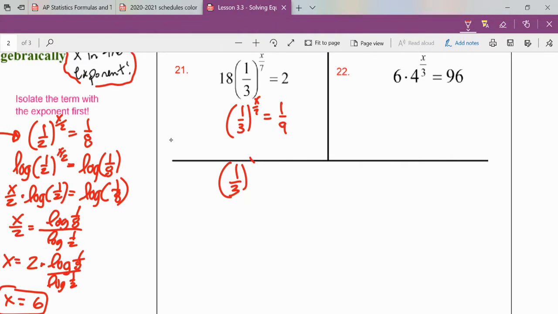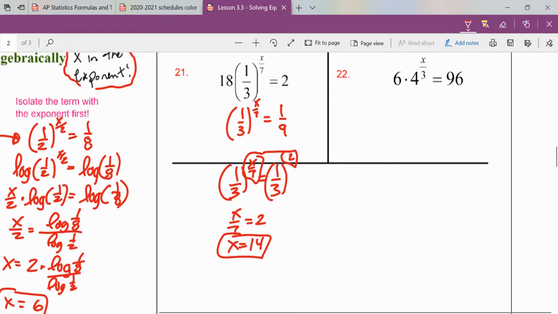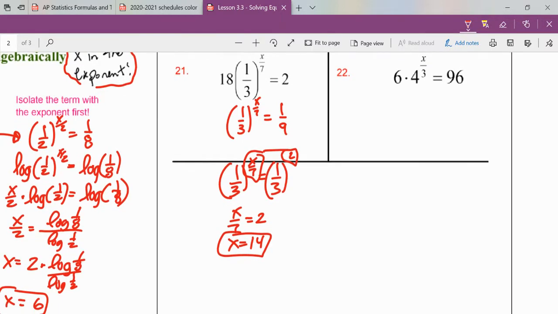So you've got 1/3 raised to the x over 7. The same, this 1/9 is (1/3) squared, because 1 squared is 1, 3 squared is 9. So now I've got these bases are the same, so I just really have to compare these pieces as the exponents. So x over 7 equals 2, multiply both sides by 7, x equals 14 is our answer. So it's always nice when that happens. So let's see if it does it again.